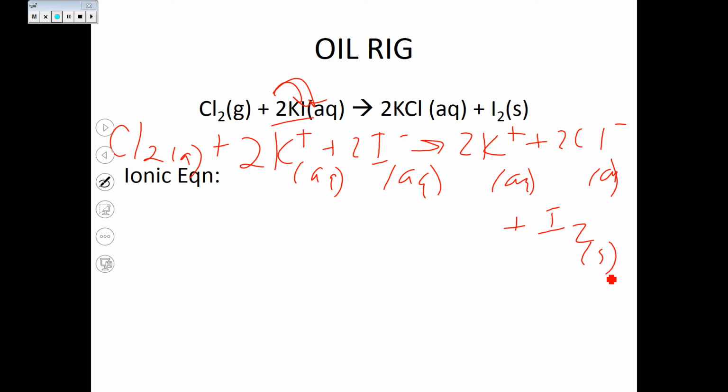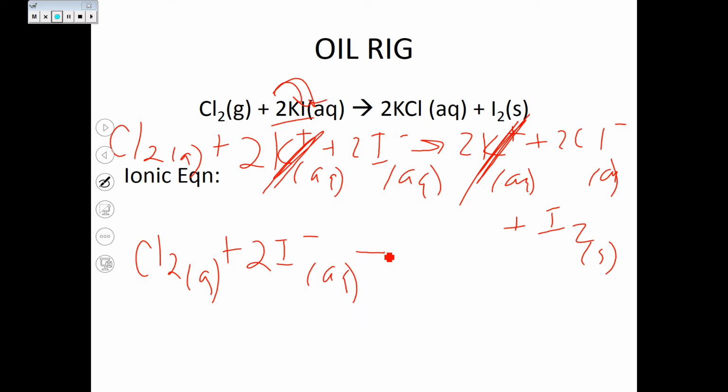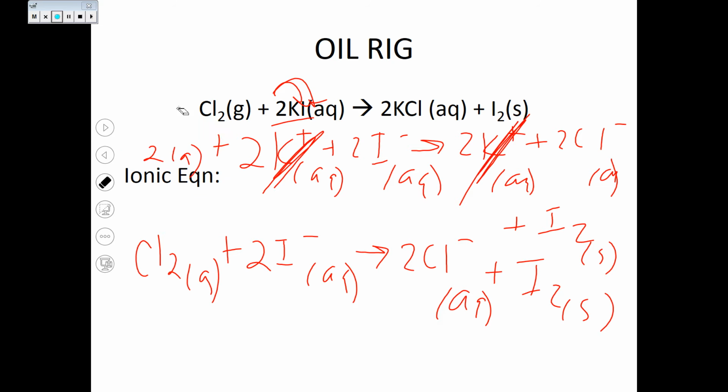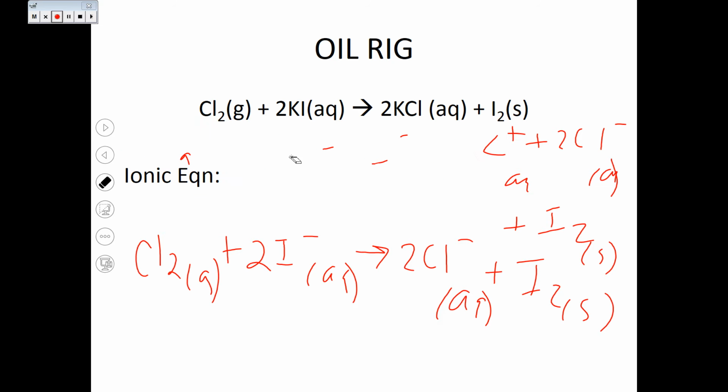So our spectator ion is going to be the K positive. And we don't have any other spectator ions. So I'm going to rewrite this as Cl2 gas plus 2I minus yields 2Cl minus aq plus I2 solid. Go ahead and erase all this other stuff above it so we have a little bit more room.